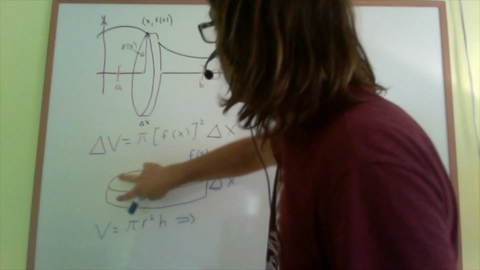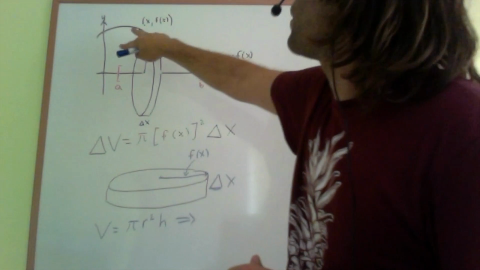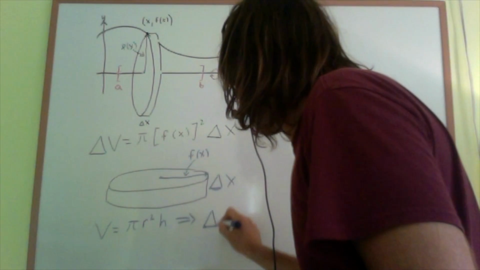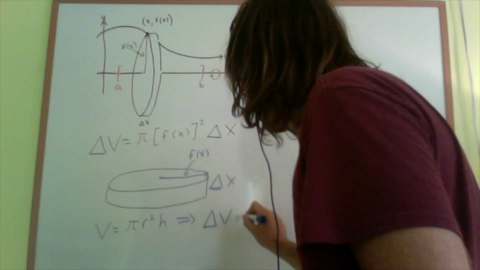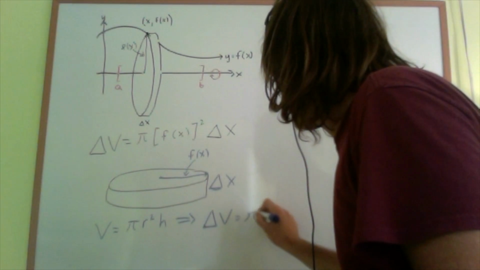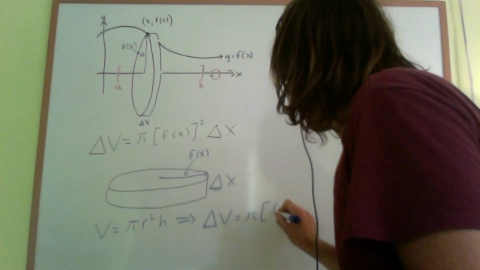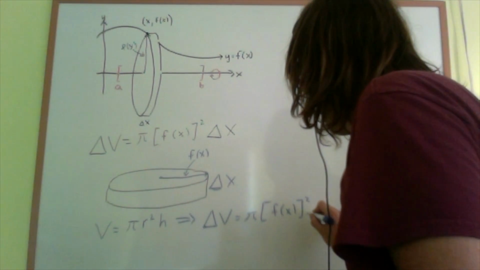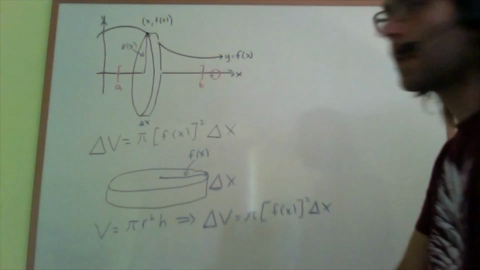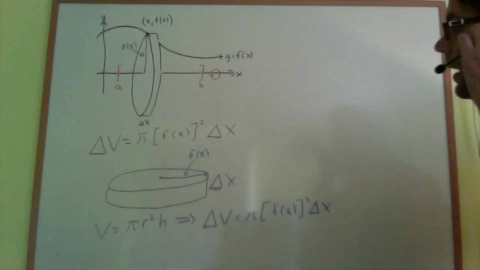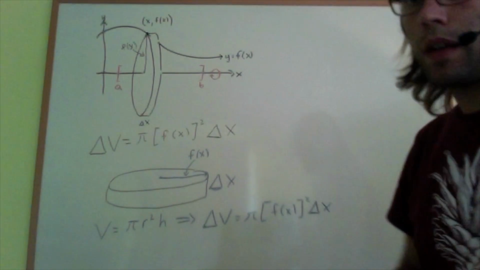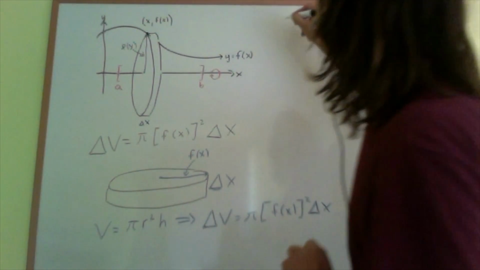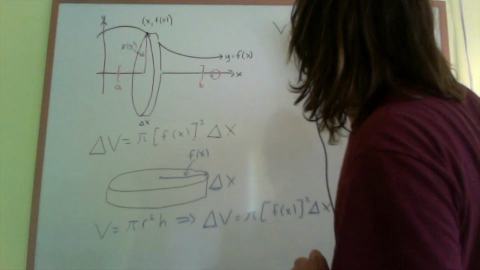And because we're not talking about the volume of the cylinder, but the volume generated by the entire shape, it's delta V in our case. So this is going to be delta V is pi f of x squared delta x. Okay, and now what happens is we sum up all of these delta V's and we get the total volume.